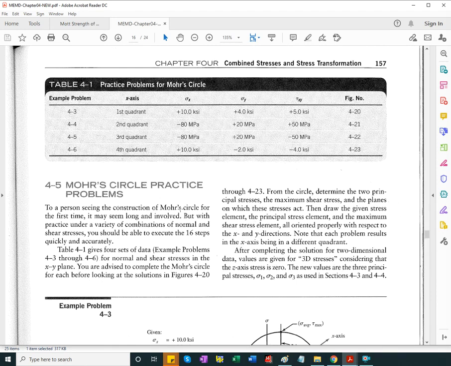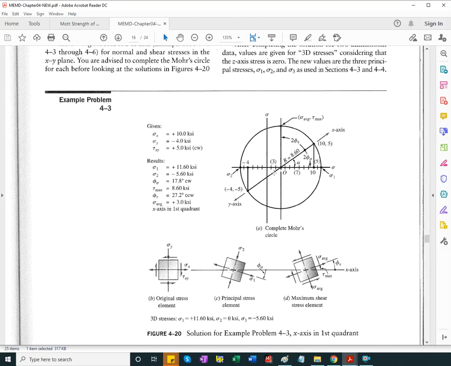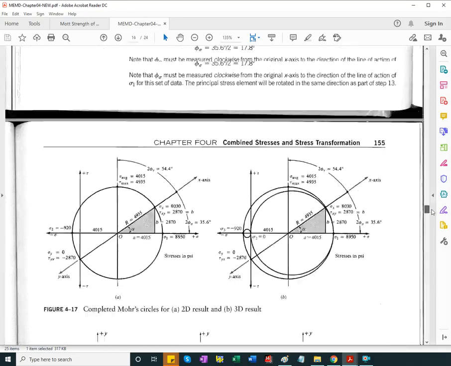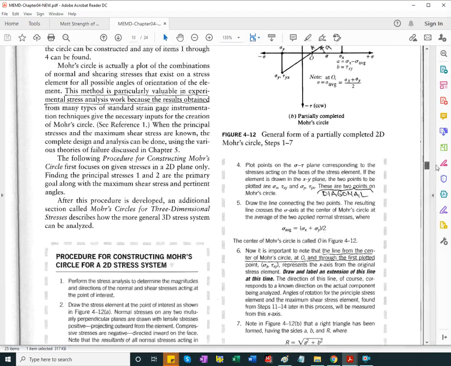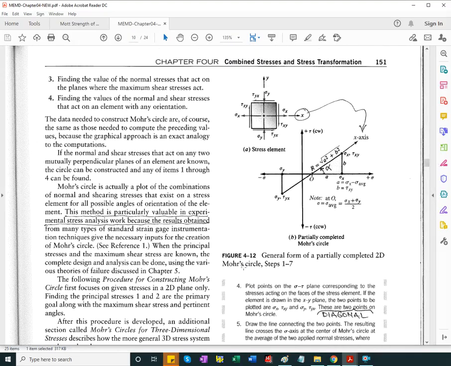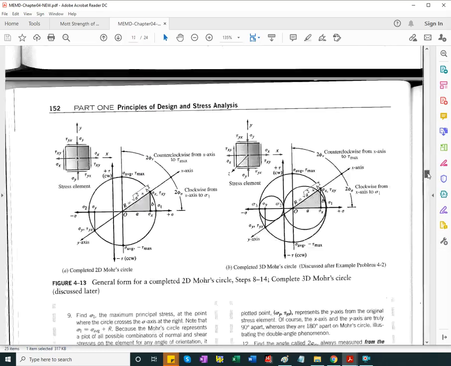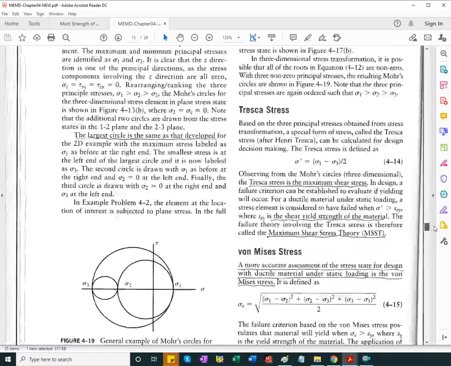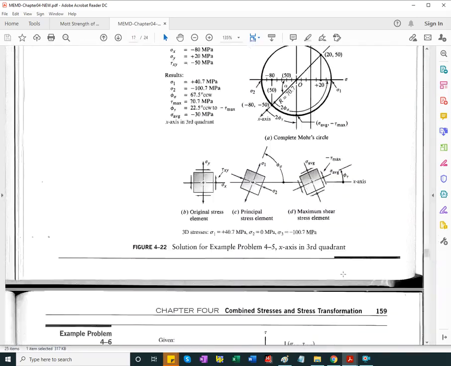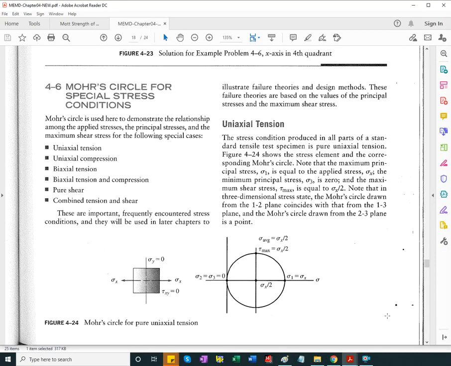Okay, and there are some practical problems: various combinations of sigma x, sigma y, tau xy, and careful application of the steps in boxes. And that earlier figure that I told you to bookmark, a good understanding of this figure, 412. Actually, the particular cases are sometimes more challenging or confusing to the student, and these are several discussed here.